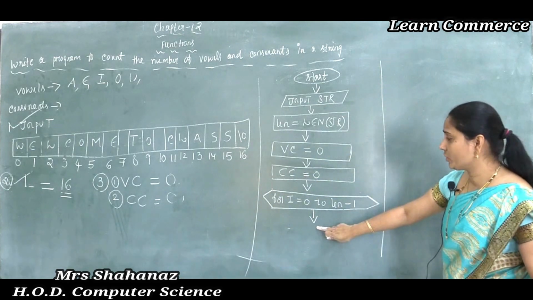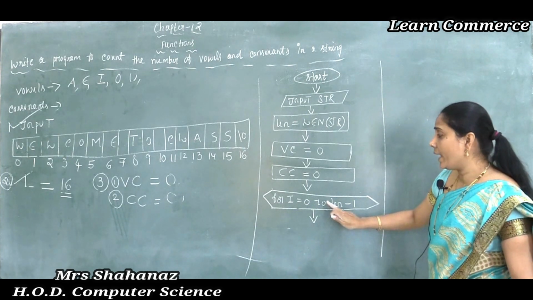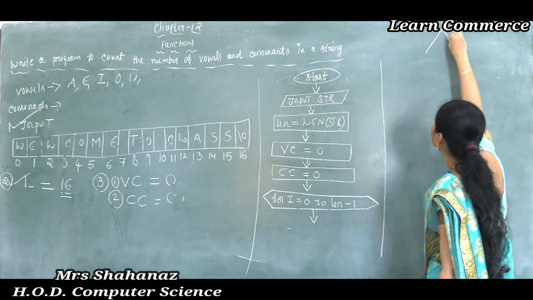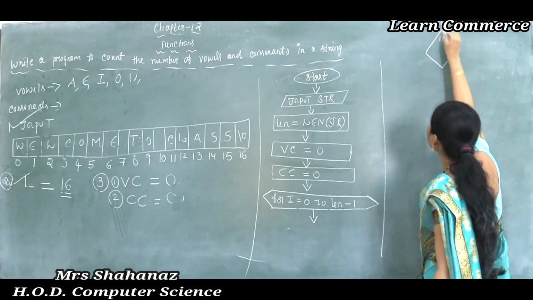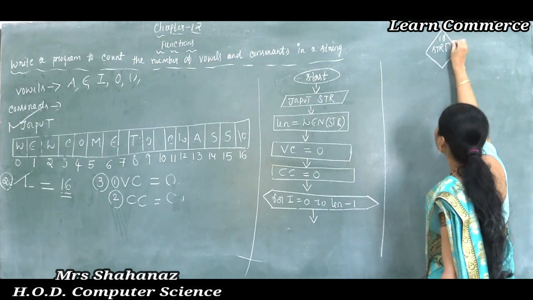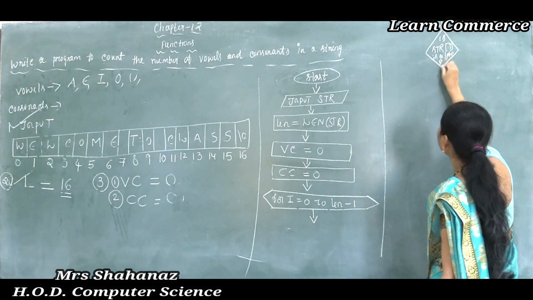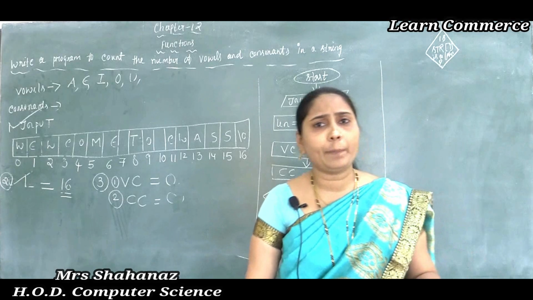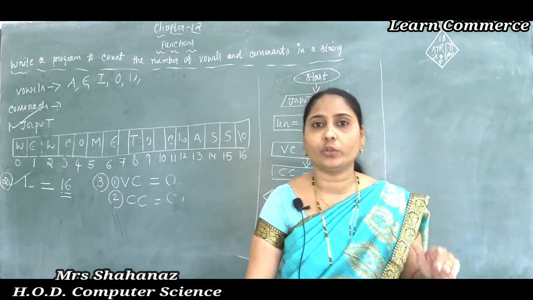Okay, so continuing: for I is equal to 0 to len minus 1 in this case, and next I am going to check the condition. The condition is, for example, str of I is alphabet. Whatever we check, whether it is lowercase or uppercase, no problem, but we also need to check whether such a character is an alphabet.